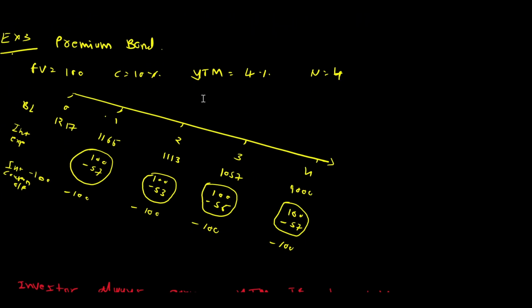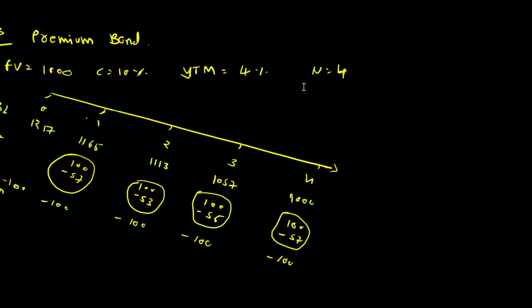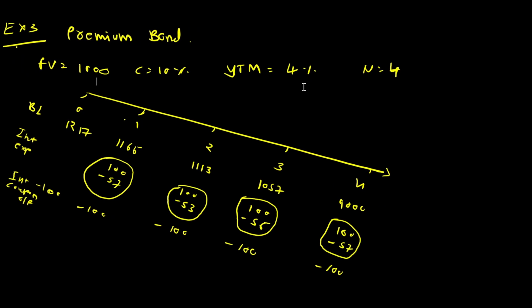In the reverse case, premium bond, I have issued the face value 1000 bond, coupon rate 10%, YTM is 4%, and N is also 4. My book liability will be 1217 at the issuance. How? Second clear TVM, always do second clear TVM. Face value 1000, 10% so 100 is payment, N is 4, IY is 4%, and compute PV, you will get 1217.